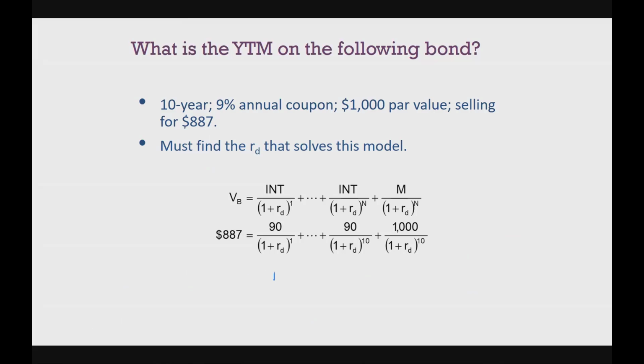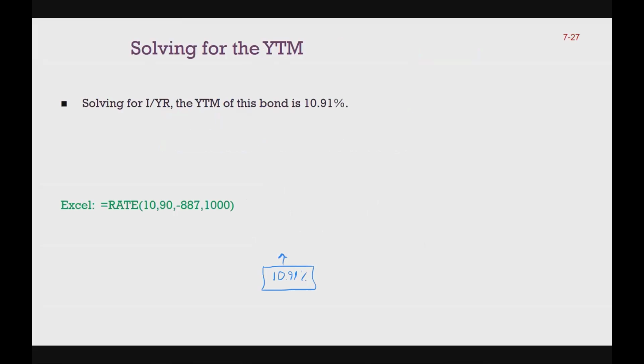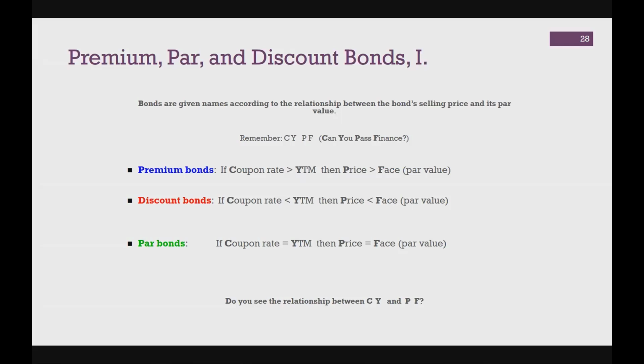So basically 10.91% is the interest rate which equates the right-hand side of the equation to the left-hand side. Or in other terms, this is the interest rate the bondholder is making. It's called yield to maturity. Bonds are given names according to the relationship between the bond selling price and its par value.